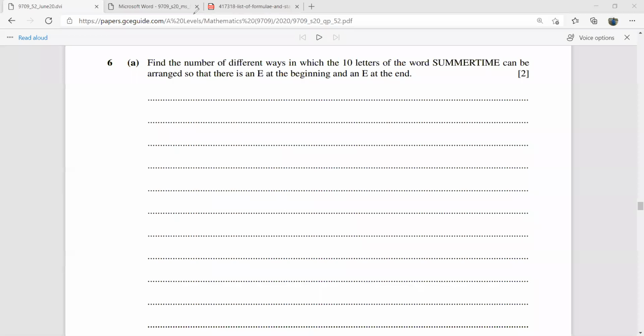Okay, welcome back, guys. The sixth question here says: find the number of different ways in which the 10 letters of the word summertime can be arranged so that there is an E at the beginning and an E at the end. So first of all, I need to know how many M's are there? I think there are 3. And how many E's are there? 2. And the rest are 5. So in total we have 10 letters here.